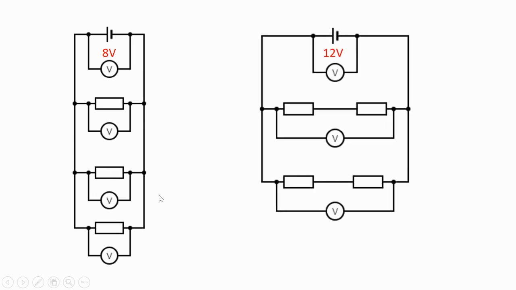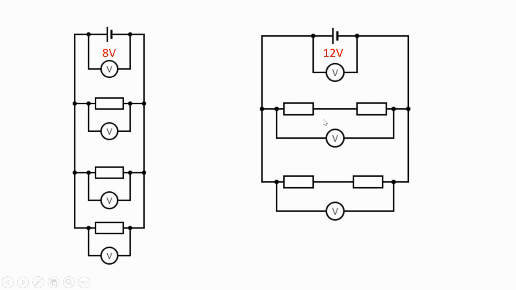Another example for you. Now we've got a slightly different parallel circuit with 2 resistors in series in each parallel branch, but this is still in parallel to this. What is each voltmeter going to read? Well, again, we've got 12 volts over the battery. This parallel branch will also read 12 volts. This parallel branch will also read 12 volts.